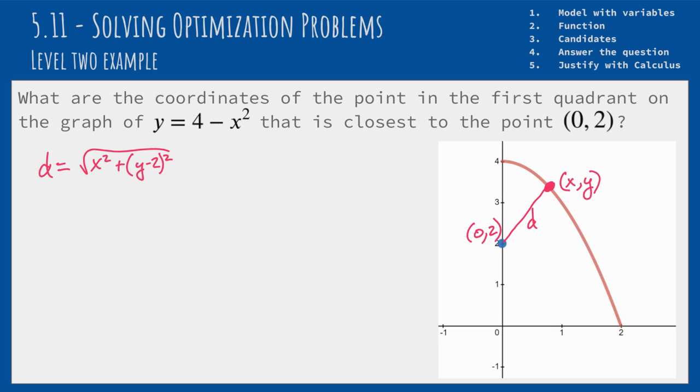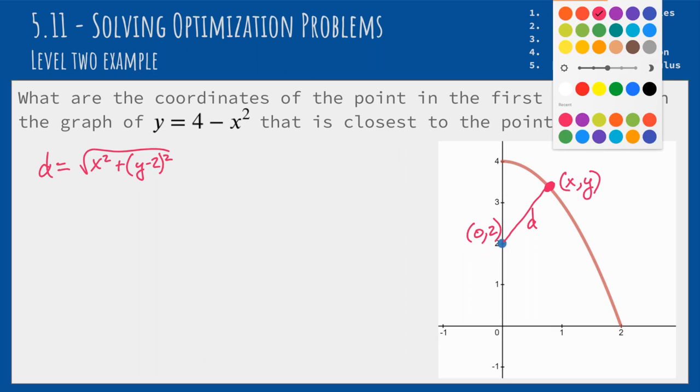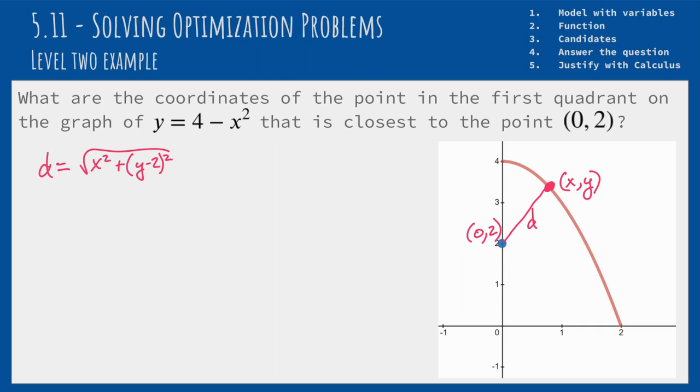So what we need to do is eliminate one of the variables, and we are actually given the equation in the problem that's going to allow us to do that. We're going to replace the y with 4 minus x squared. Another way to think about this is that we could write this ordered pair as x comma 4 minus x squared. So our distance is going to equal the square root of x squared plus (4 minus x squared minus 2) quantity squared.